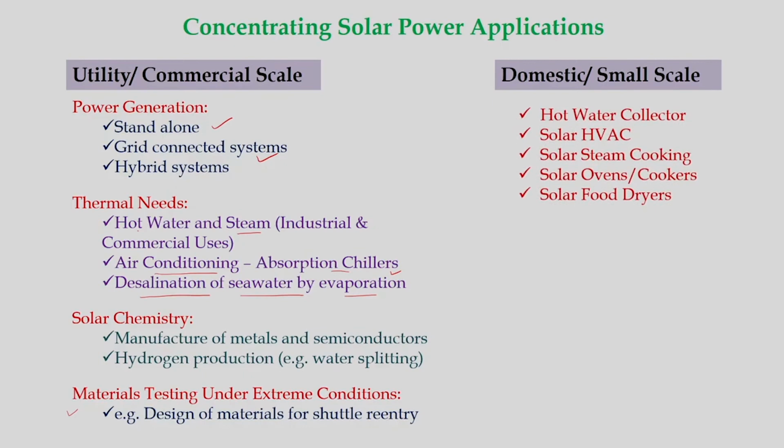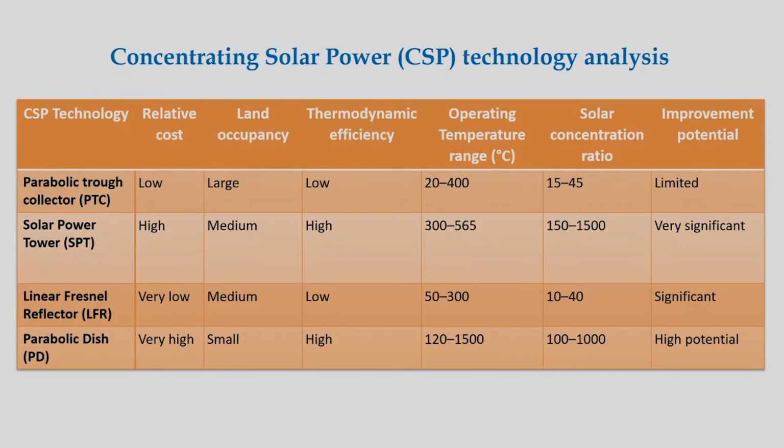As far as domestic applications are concerned, it may be applied for hot water generation, HVAC or air conditioning systems, solar steam cooking, solar ovens or cookers, and solar food drying. And we can also compare these technologies with different parameters: relative cost, land occupancy, thermodynamic efficiency, operating temperature, solar concentration ratio, and improvement potential.